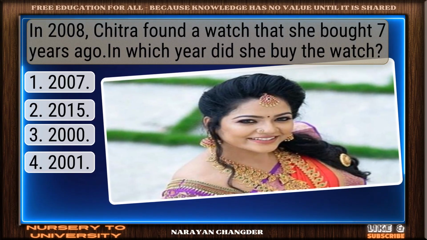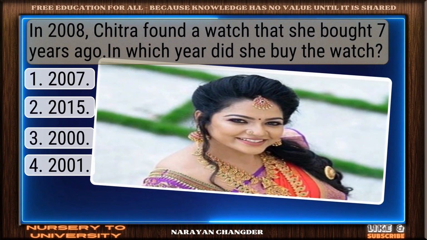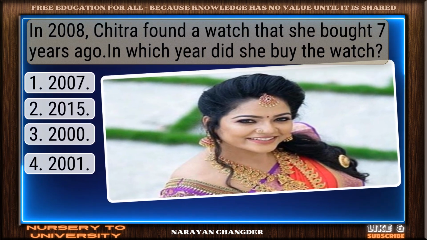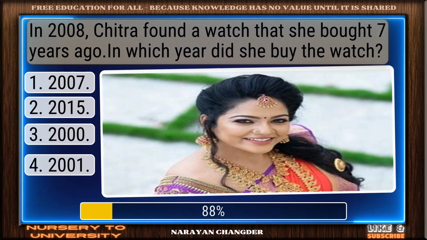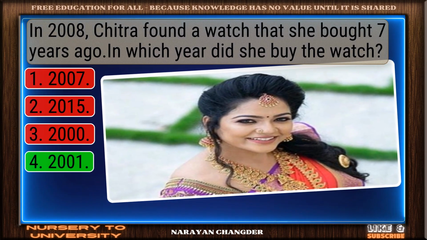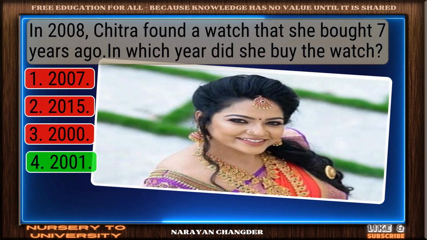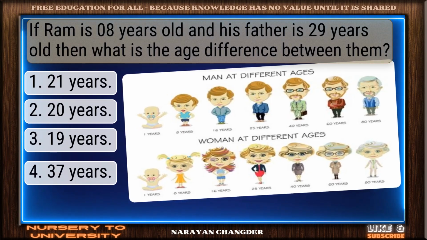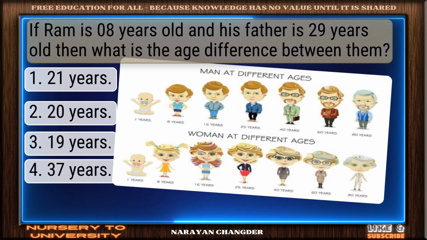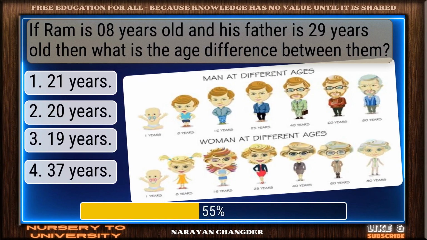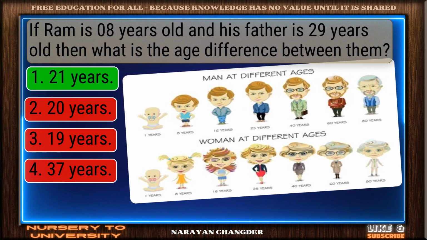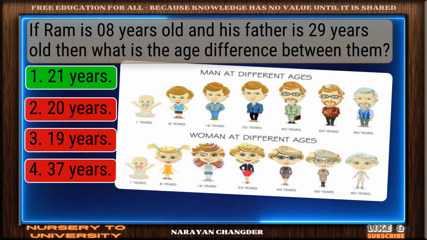In 2008, Chitra found a watch that she bought 7 years ago. In which year did she buy the watch? Right again. 2001 is a valid answer. If Ram is 08 years old and his father is 29 years old, then what is the age difference between them? Bravo. 21 years is the answer.